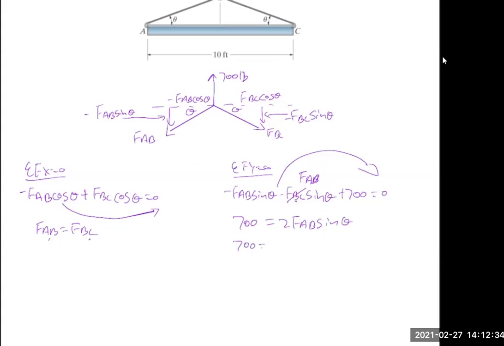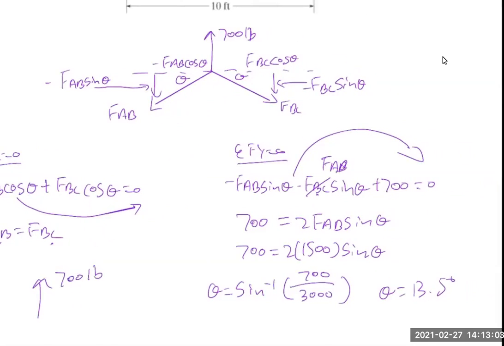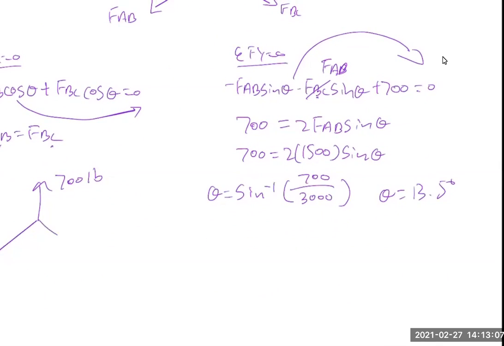So 700 equals 2 times 1,500 sine theta. So my theta equals sine inverse of 700 divided by 3,000. My theta will be equal to 13.5. Okay, so my theta is 13.5 degrees. All right, and let me draw the free body diagram again right here. It's going to be like that. 13.5.